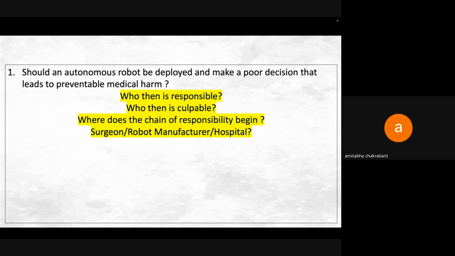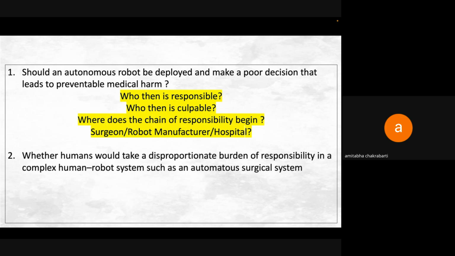Because when we're talking about semi-automated robotics, we are doing tele-robotic trauma surgeries. Who is responsible? Who is culpable? Where does the chain of responsibility begin? Is it the manufacturer? Is it the hospital or owner? Is it the surgeon? From where will it start? Which level of automation? Who will be responsible? These are the ethical questions which have to be answered.